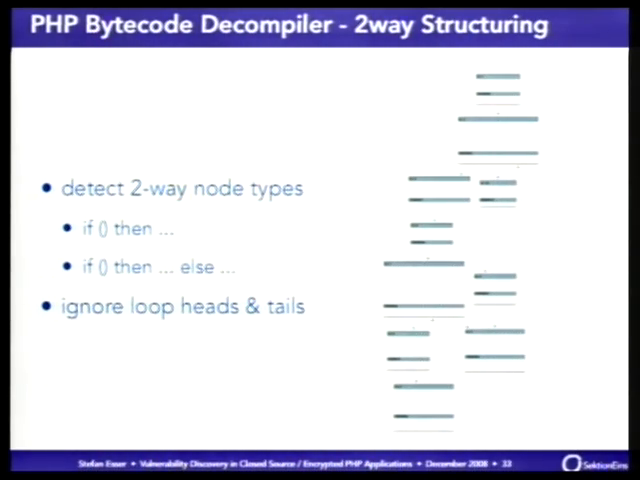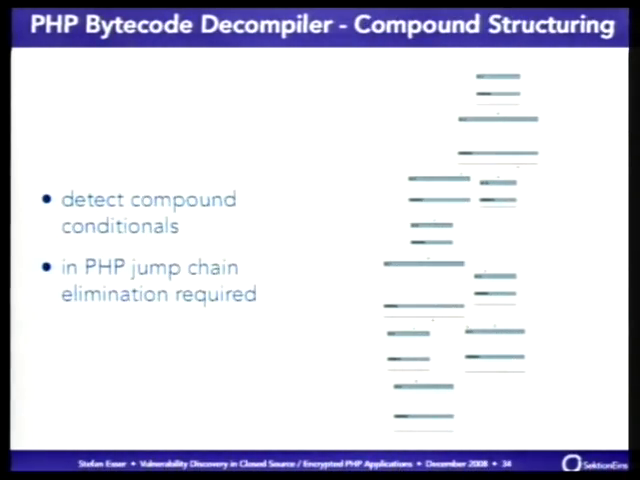You don't need them anymore. The last thing is that you detect compound conditionals, which requires PHP jump chain elimination. Otherwise, the algorithm doesn't work. It's not so interesting, actually. I'm running out of time, so I will try to speed up.